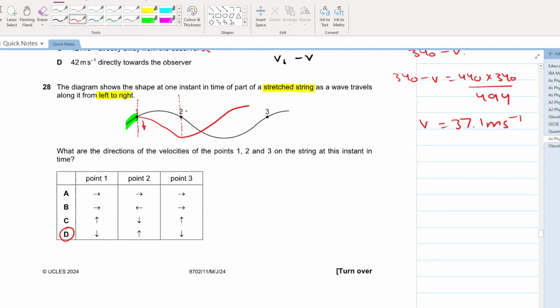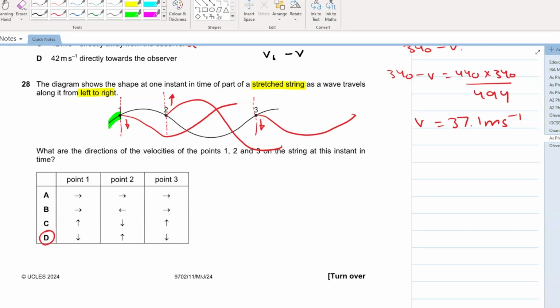Let's apply the same logic for point 2. I will draw an imaginary line through it and replicate the wave that is backward. What is the initial movement? Upward. Let's do the same thing for point 3. Draw a dotted line through it. Replicate the wave that is backward. What is the initial movement? Downward. Okay, so do you guys get it?